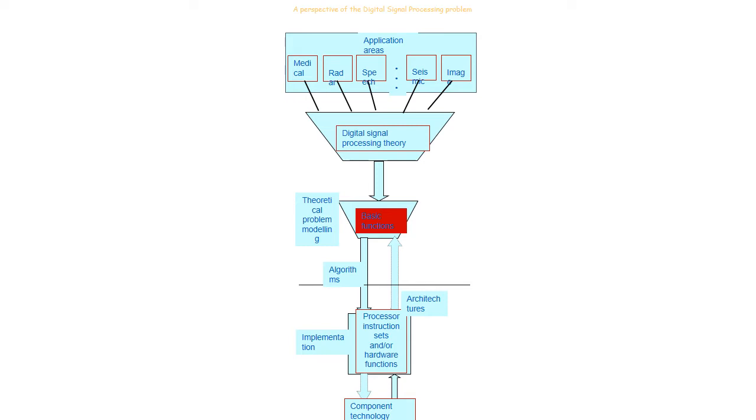After that, these values are converted to algorithms and then passed into the basic functions. In the basic functions, the theoretical problem modeling is affected. This makes the modeling level a function, and then it is passed into the digital signal processing theory. Digital signal processing theory has many applications: medical, radar, speech, seismic images. All these are converted to digital signal processing and then basic functions. Then it is given to the processors. After that, we get to the component technologies.